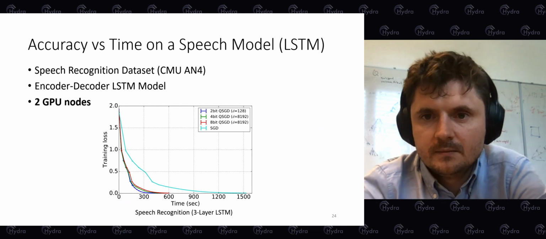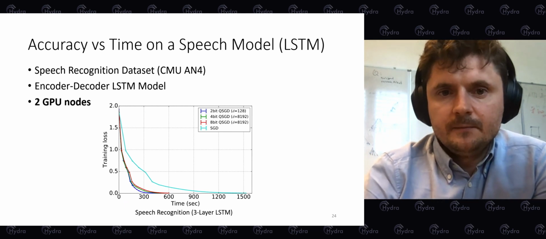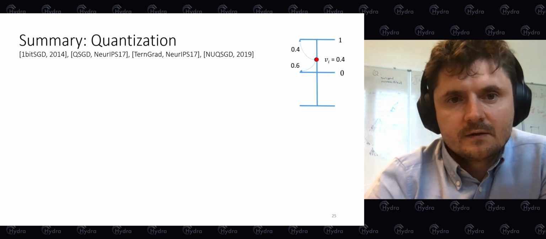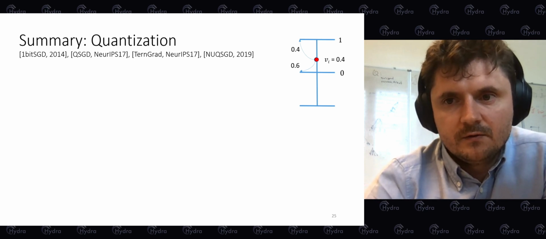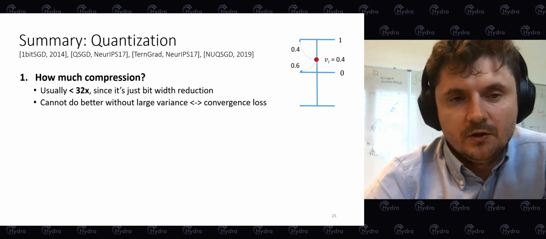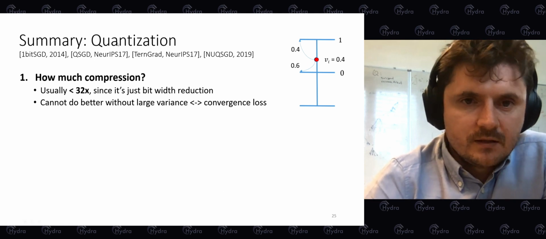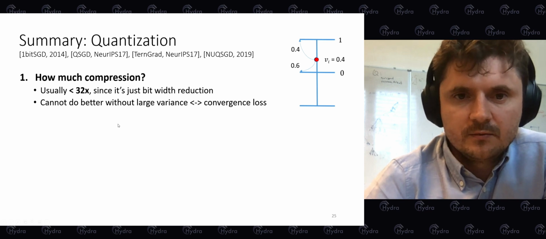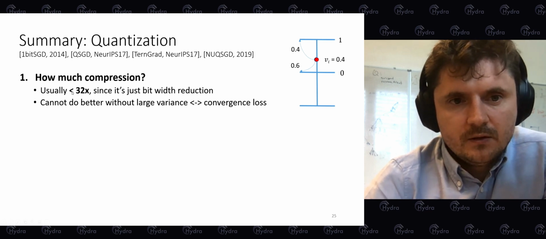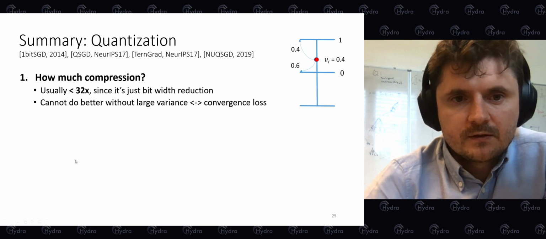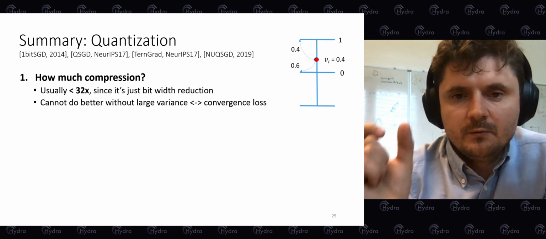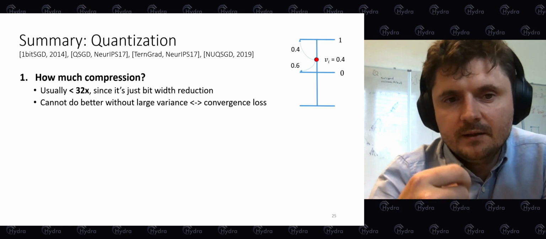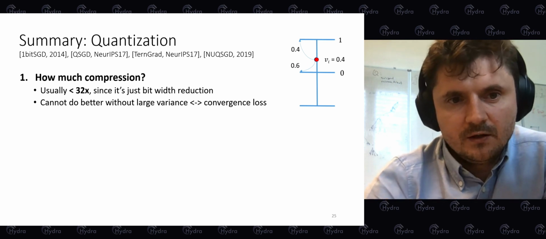Okay. We have some additional experiments on speech recognition, which I'm going to skip because we have more interesting stuff ahead. To summarize, we looked at quantization as a method of reducing the communication overhead of these models. There's been quite a bit of follow-up work on this compression. I think there are upwards of 200 papers published on this in the past few years. The amount of compression you can do is usually less than 32x, since it's just bit width reduction for one single entry. You can't go below 1 bit per entry on average, even though there are more recent methods which try to do this.